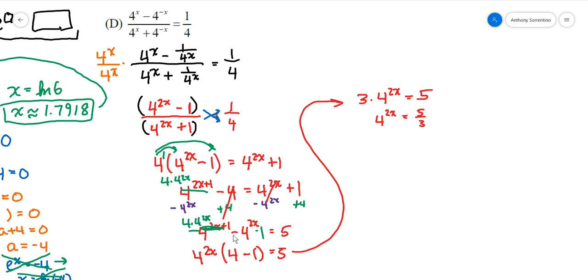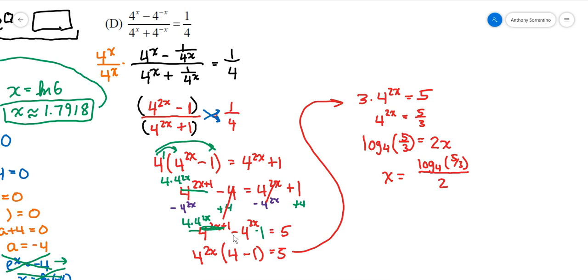So now I can rewrite this as an equivalent logarithmic statement, where I would say the log base 4 of 5/3 equals 2x, which means that x would equal the log base 4 of 5/3 all divided by 2. That would be a suitable full-blown answer.